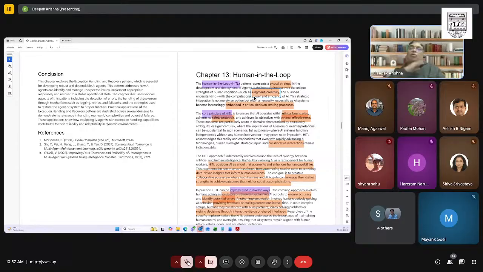Not for all the cases, but for some of the cases, where critical decision making is required. This word is very important here. So why do we actually need this human in the loop? For the ethical boundaries, safety protocols, or optimal effectiveness, right? There we need it.